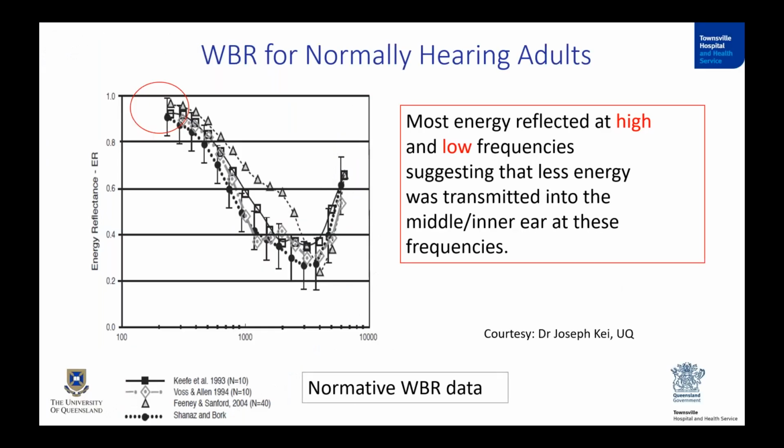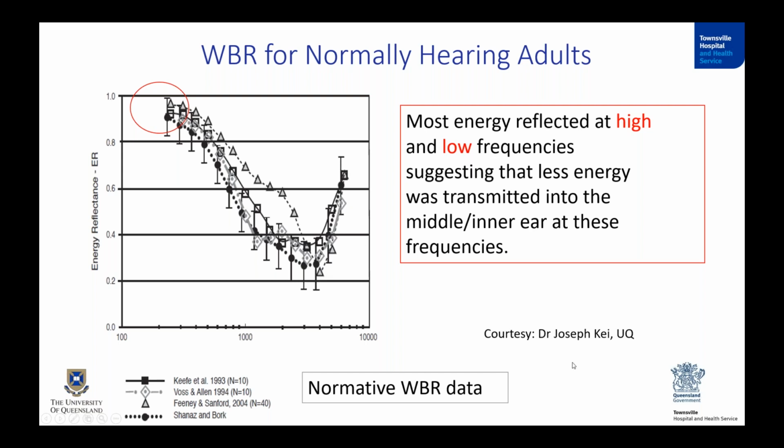So if you look at wideband reflectance of normal hearing adults, you can see that the reflectance is highest at the very low frequency, and again at the very high frequencies. The reflectance drops in the mid frequency range around 1000 to 4000 Hertz and then increases. So the reflectance is highest on either side of the spectrum, and it's low in the mid frequencies.